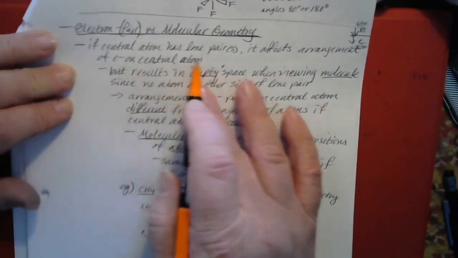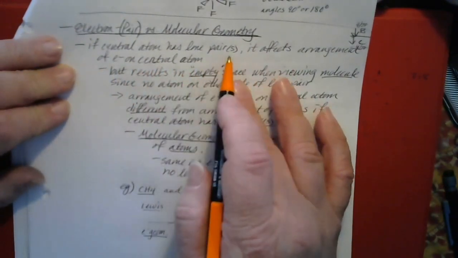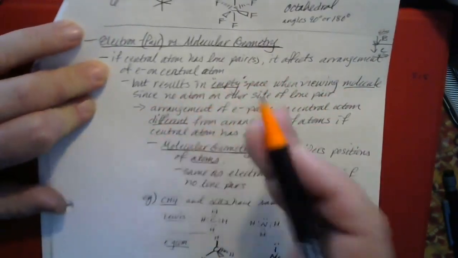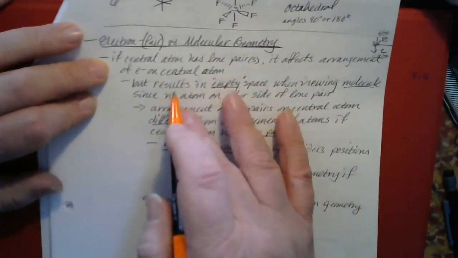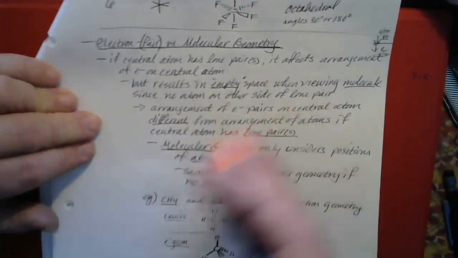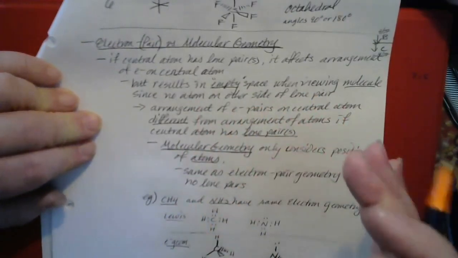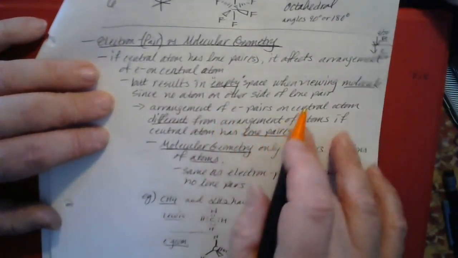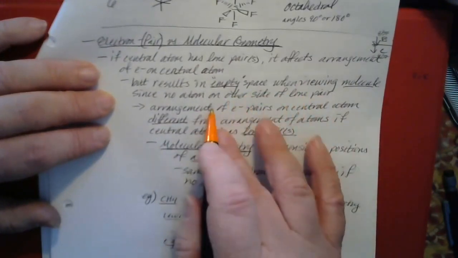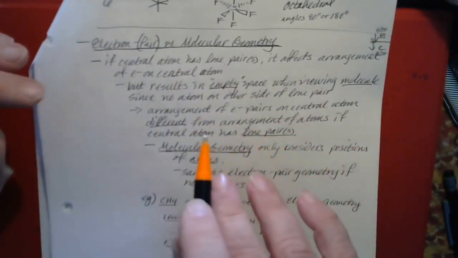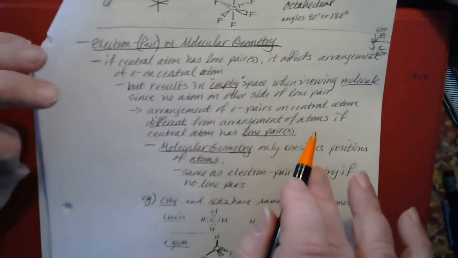So if the central atom has one or more lone pairs on it, the lone pairs will affect the arrangement of the regions of electrons on the central atom. But the result of the lone pair is that there's what you might consider an empty space around the central atom, a space where there is no other atom on the outside. Basically, the arrangement of electron pairs on the central atom will be different from the arrangement of the atoms if the central atom has lone pairs.